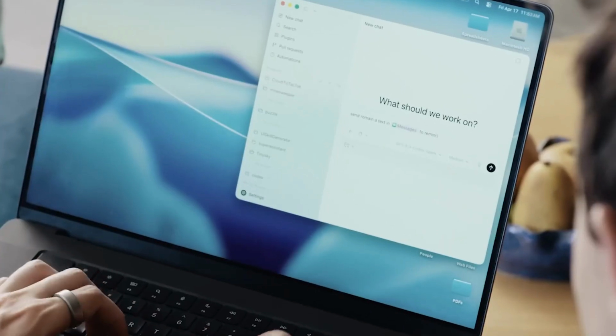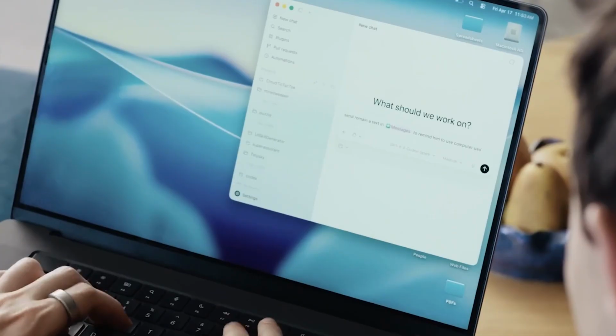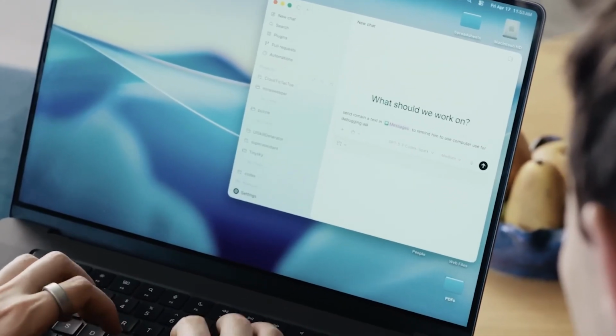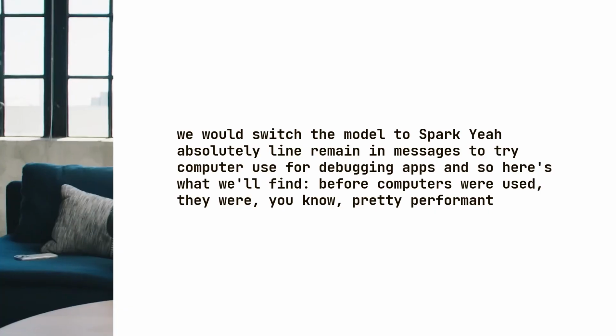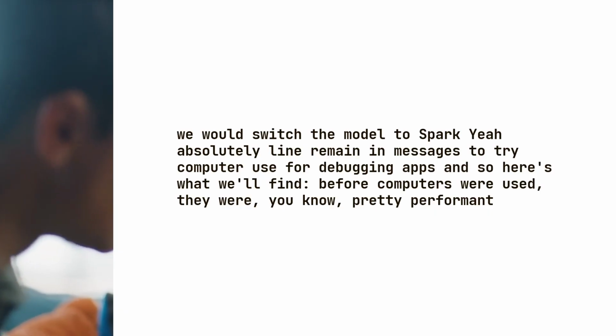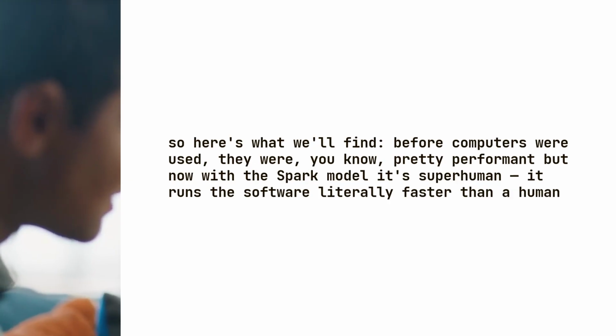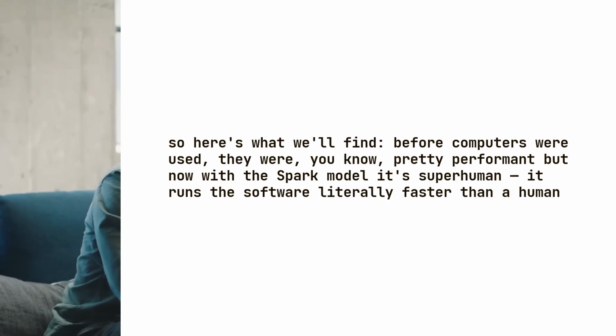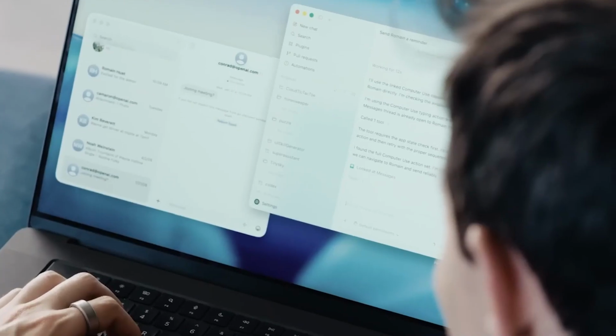That's amazing. Do you want to try one of these tasks, for instance, where we would switch the model to Spark? Yeah, absolutely. I'll ask it to message me to try computer use for debugging apps. And so here's what we'll find. Before, computer use was pretty performant, but now with the Spark model, it's superhuman. It runs the software literally faster than a human.